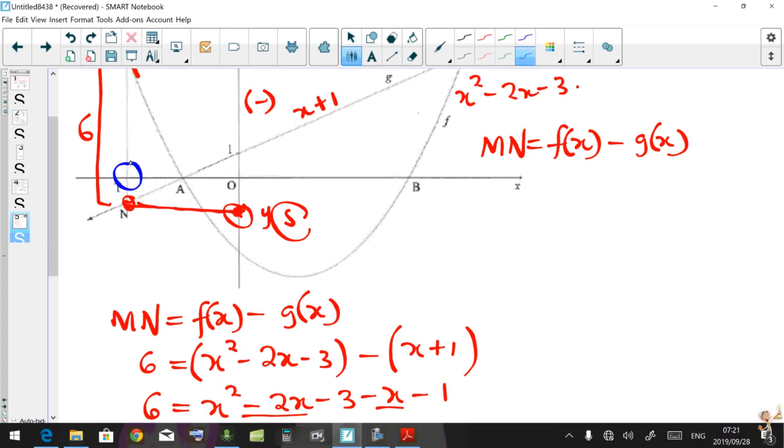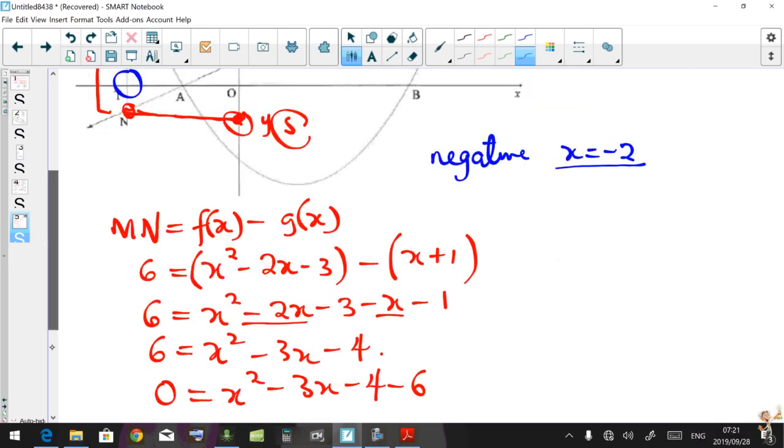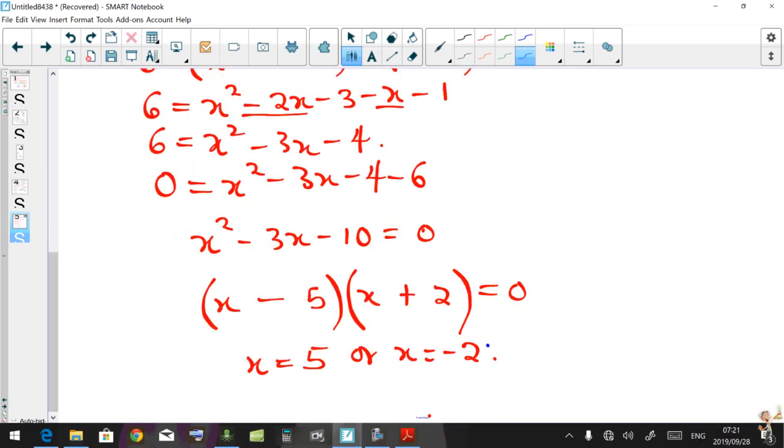And we got what? x equals 5 or negative 2. But remember, we are told that x lies in the negative. That's what the examiner wants. So the correct value is x equals what? Negative 2. My x equals 5 is not applicable. Alright, so this is the correct one.